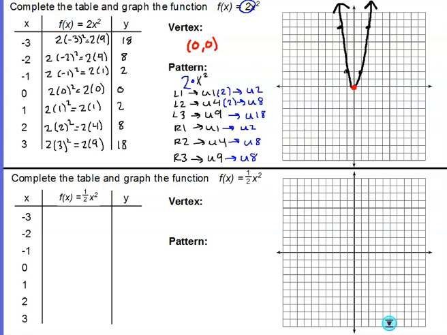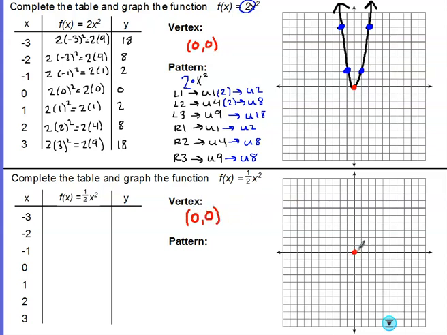So then, from the vertex, if I follow that pattern, left 1 up 2, left 2 up 8, left 3 up 18 is off my graph, back to the vertex, right 1 up 2, back to the vertex, right 2 up 8, we see that we are able to create our graph. So what I'm going to do on our next question is actually create the graph without using a table. Our vertex will be at 0, 0.